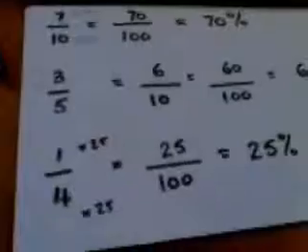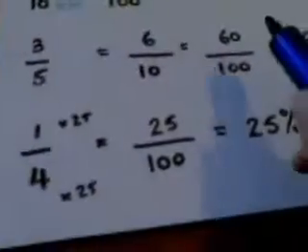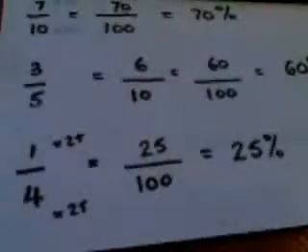So all I'm really trying to do is change my fraction into an equivalent fraction over 100, and then the numerator is the actual percentage number, something out of 100.